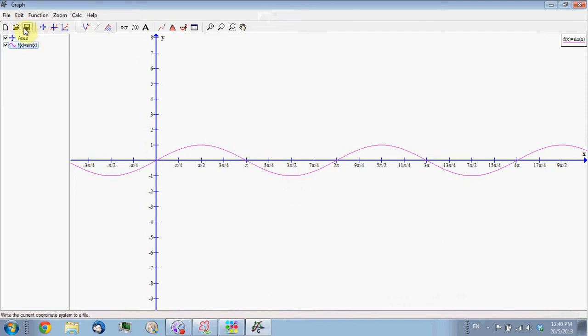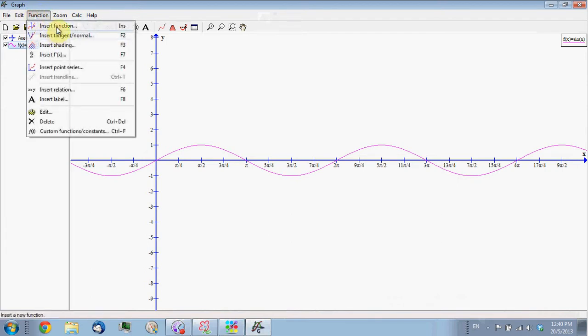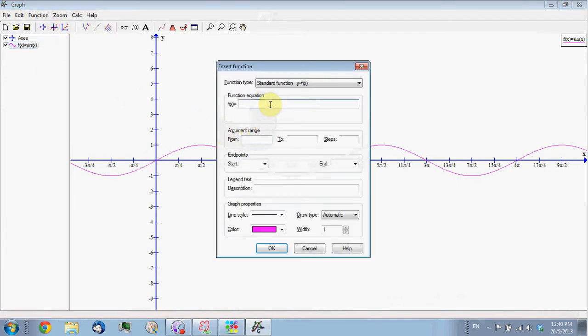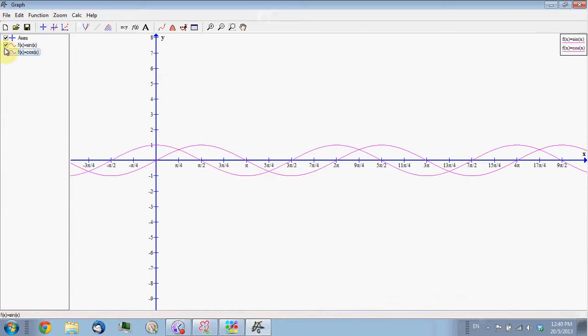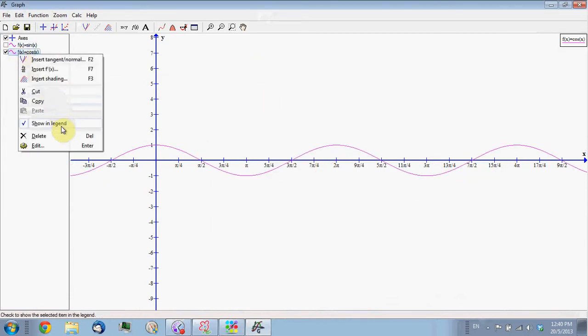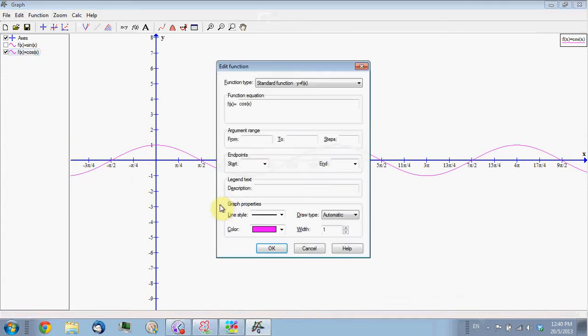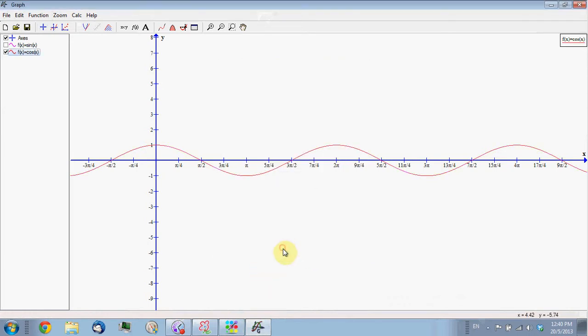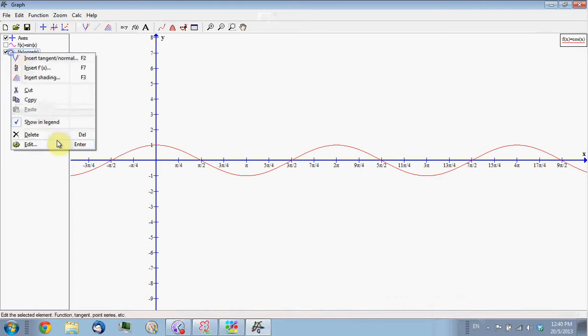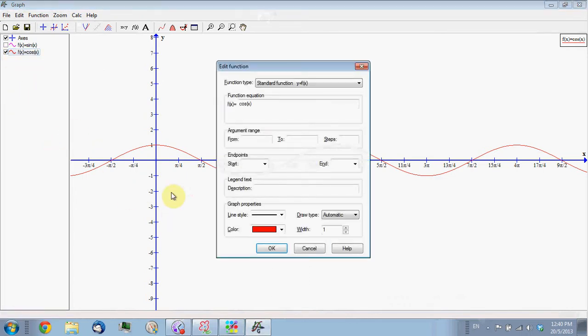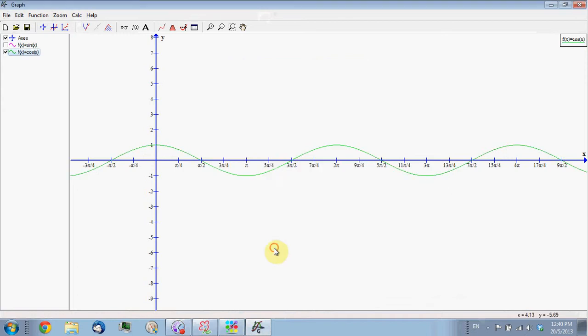Next, we'll take a look at the cosine graph. So let's do cosine of x, and just take away the sine graph. We can change its color. The cosine graph will be in red. So this is the cosine graph. Sorry, let me change it to green, because I'm going to compare the sine and cosine graph later.